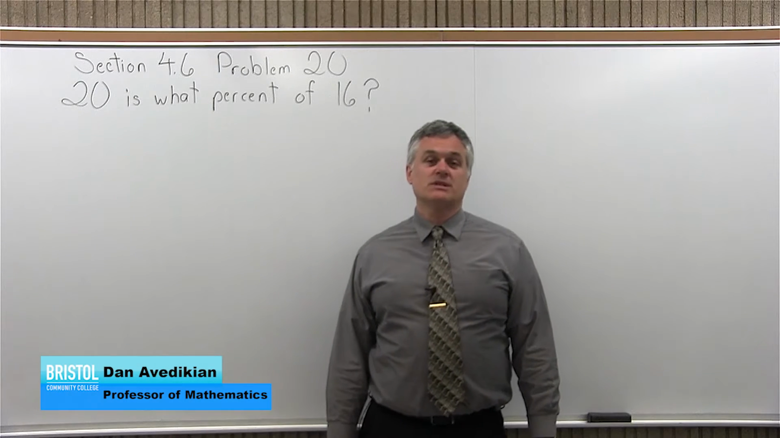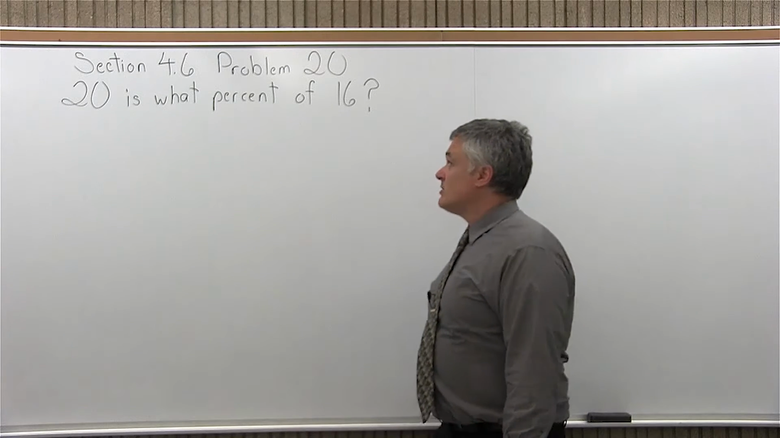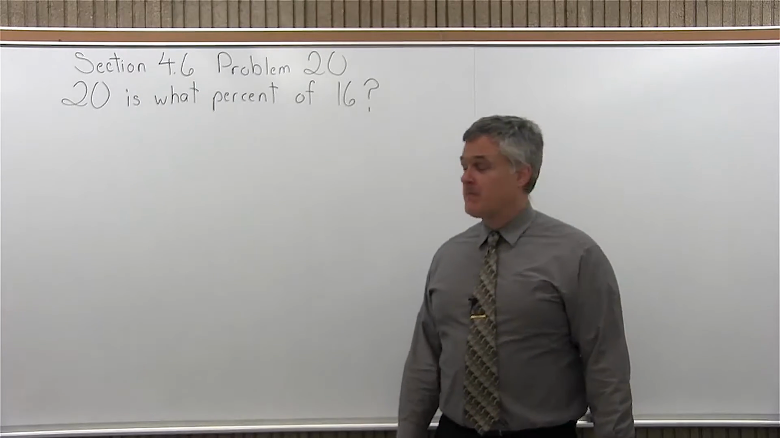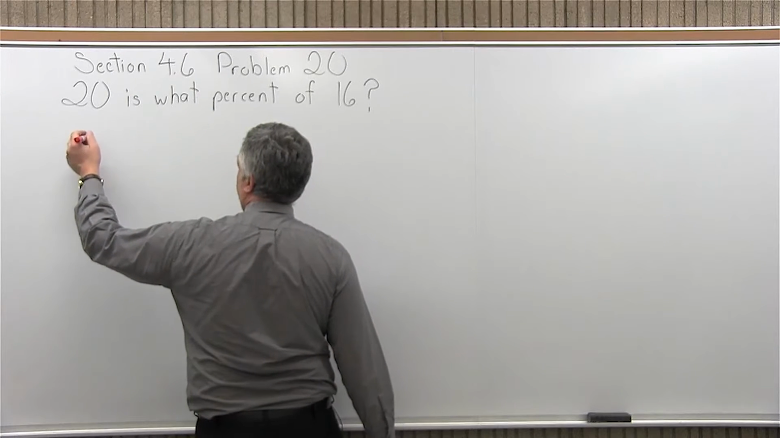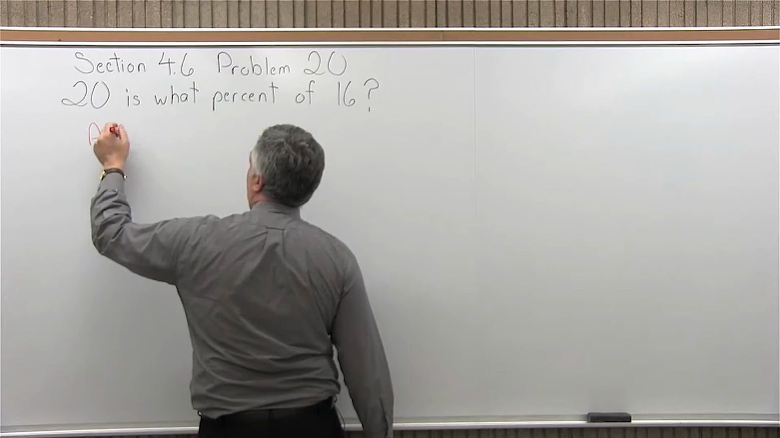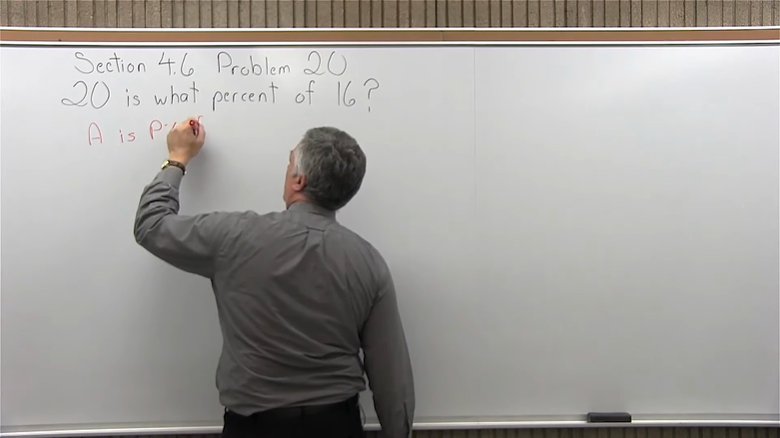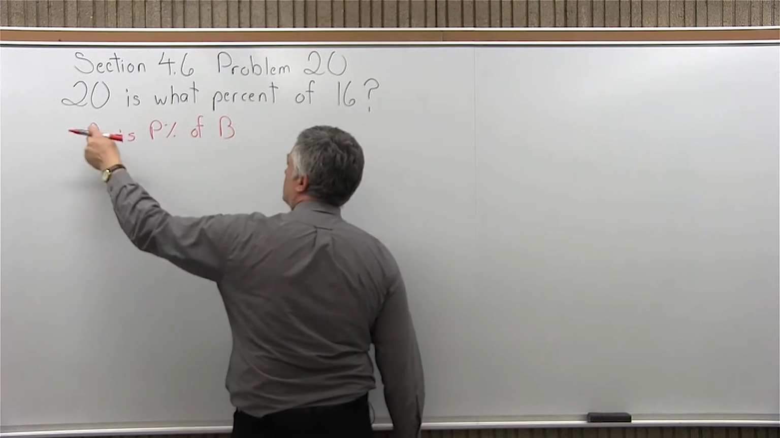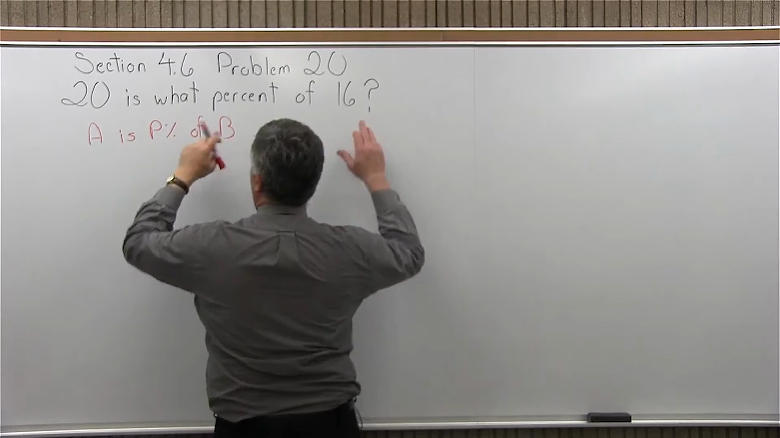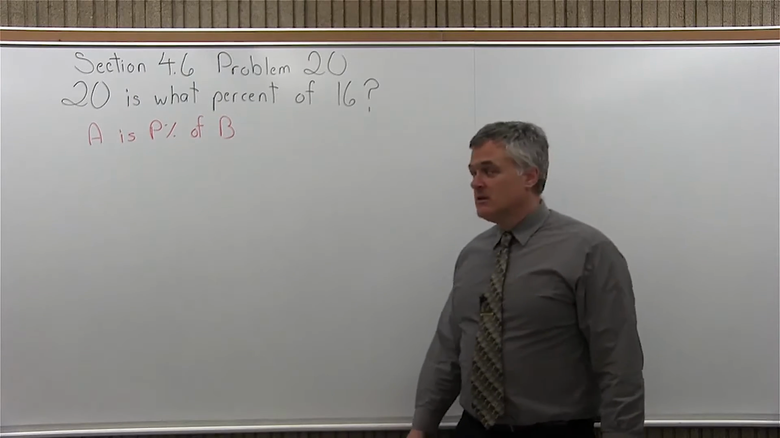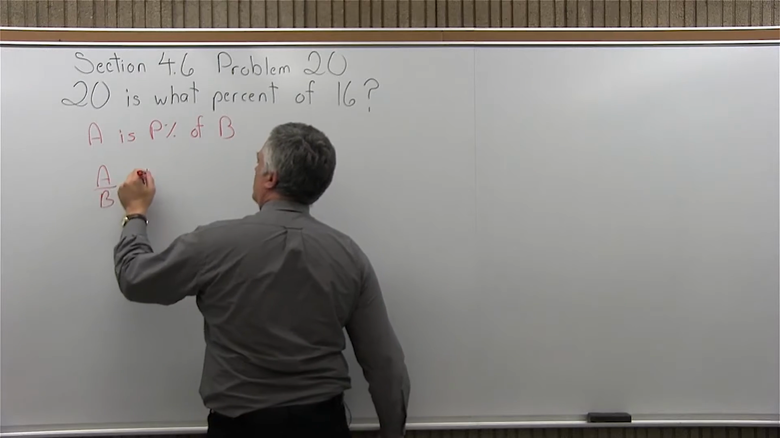This is Section 4.6, Problem 20. It says, 20 is what percent of 16? So to solve this, what we'd like to do is set it up as a proportion. But in order to do that, we have to make sure that it's in the form A is P% of B. And it is. A is P% of B. So it's in the form that we want. And that means we get to use the formula A over B equals P over 100.